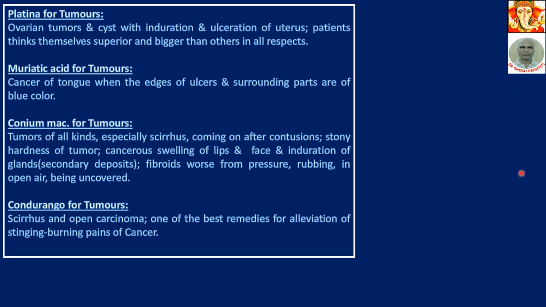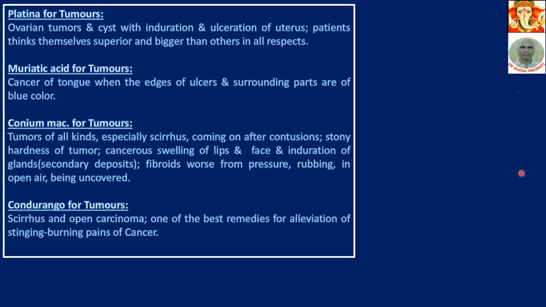Fibroids worse from pressure, rubbing, in open air or being uncovered. That is, fibroids are worse from all these characteristics: from pressure it is worse, from rubbing it is worse, in open air it is worse, being uncovered it is worse. Fibroid tumor, generally ordinary tumor.